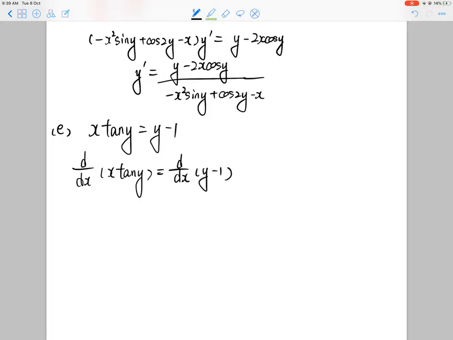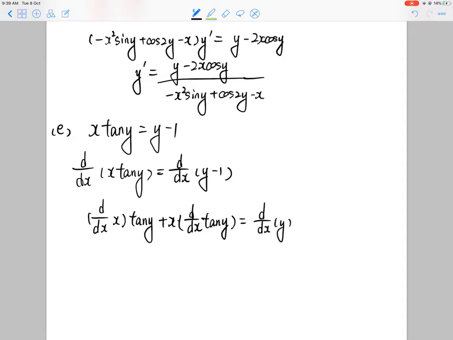Okay, so this part, the derivative is d over dx of x times tangent y, plus x times d over dx of tangent y, equals this part, d over dx of y, minus d over dx of 1. So this part, d over dx of x, is just 1 times tangent y plus x times.